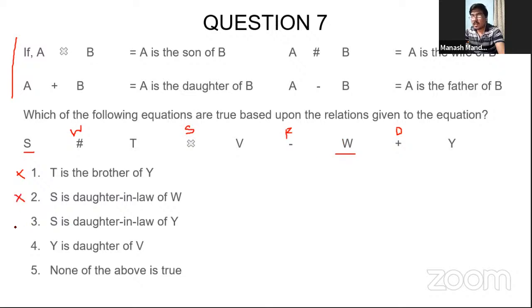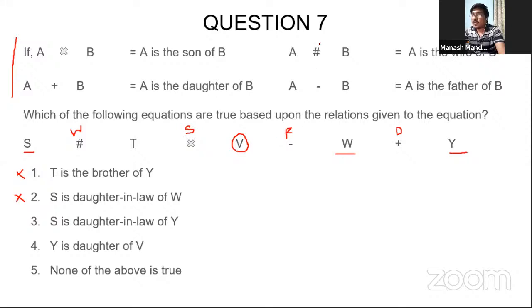The third one, S is the daughter-in-law of Y. Okay, let us see. This is Y, S. So S is the wife of T. T is the son of V. So this is V, and daughter-in-law of Y. So S is definitely the daughter-in-law of V.